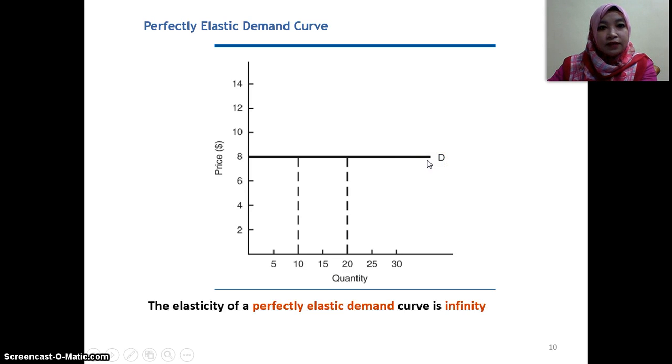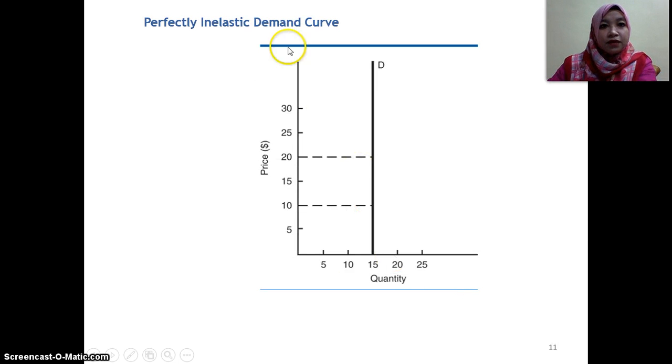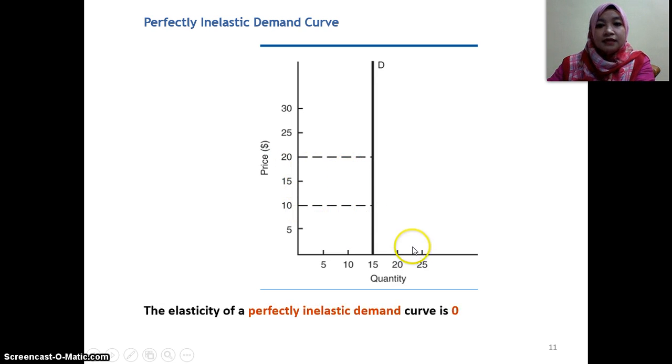And how about the next one? For your information, the perfectly elastic demand curve is infinity. And how about the next one? Perfectly inelastic demand curve. You can see the difference from elastic. There is no change in quantity. Quantity is constant, remains the same, whereby you have only changes in price, and this is called 0. Perfectly inelastic demand is 0.